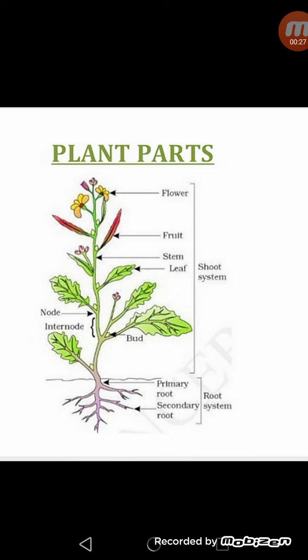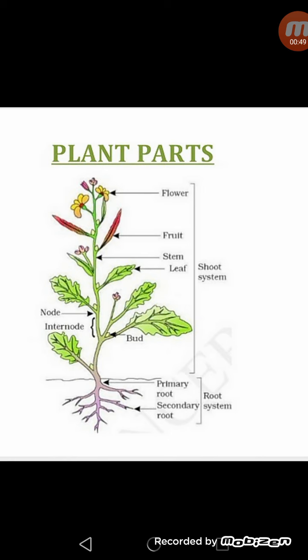Beside these, a plant also consists of flowers. In the same way, it also has bud, node, internode. All these parts are also present in case of a plant. What is a node? Node is that portion of the plant from where a side branch arises, and internode is the portion between the two nodes.